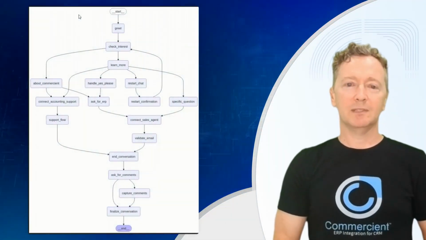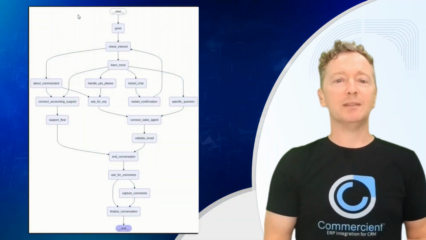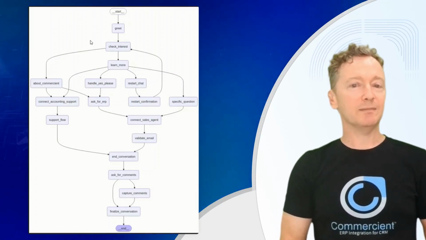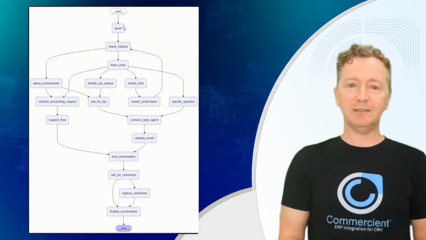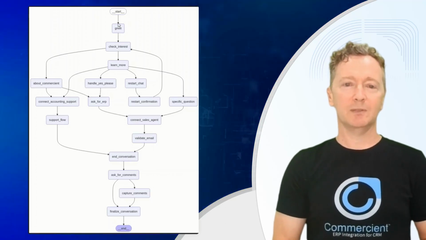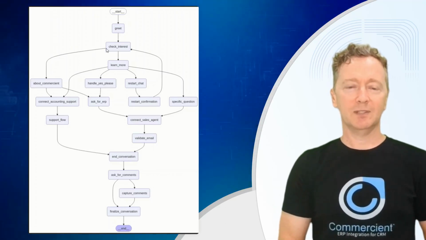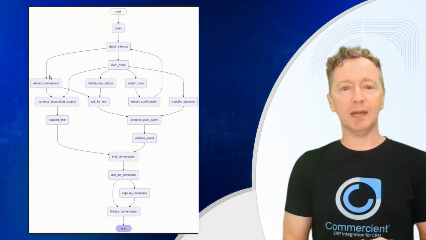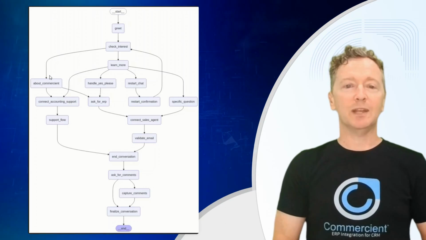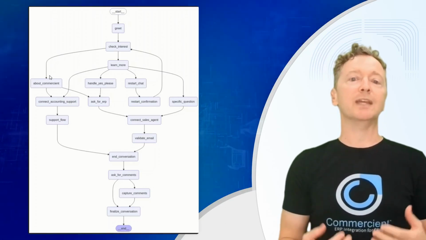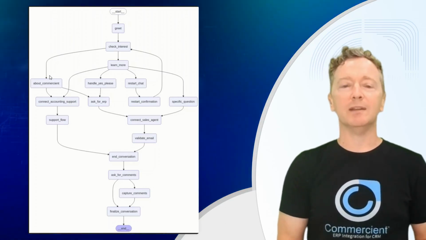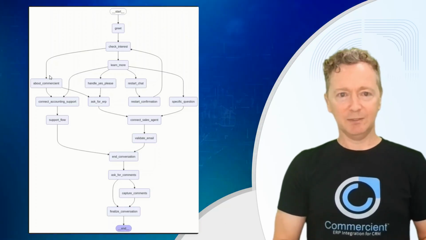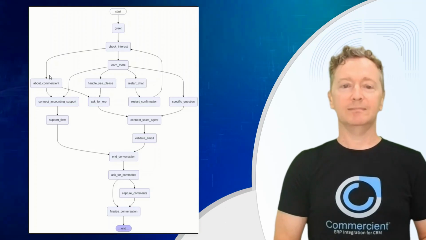Here's what the full conversation flow looks like. Each of these boxes is called a node, representing a specific step in the dialogue. The lines connecting them are edges, which define how the conversation moves based on user input or internal logic. With Commercient AI agents powered by Python and LangGraph, you can create intelligent, stateful, multi-turn conversational flows, essentially a smart sales funnel that drives engagement, qualifies leads, and supports customers with precision.